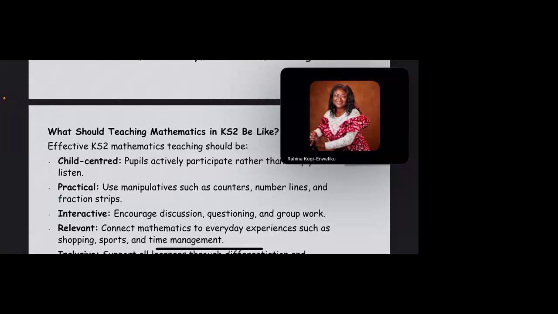Thirdly, it should be interactive. You should encourage discussion, questioning, and group work. When I say encourage discussion, I mean stimulate the children to think. You know, there are levels of question where we have the LOT and the HOT, that's lower order thinking and higher order thinking. So you should be able to move children from LOT to HOT as a teacher.